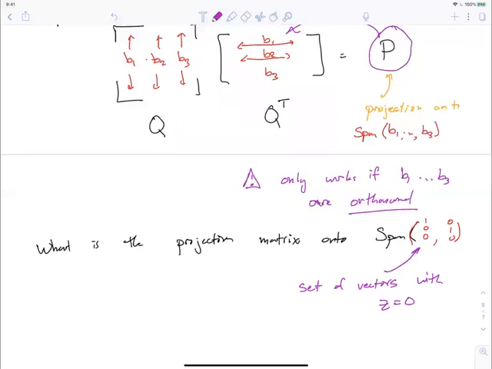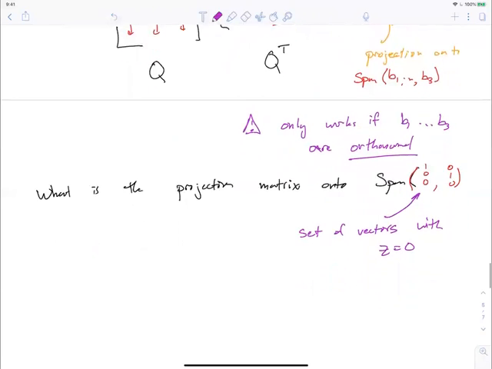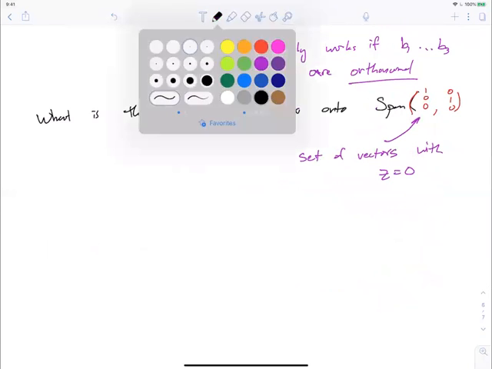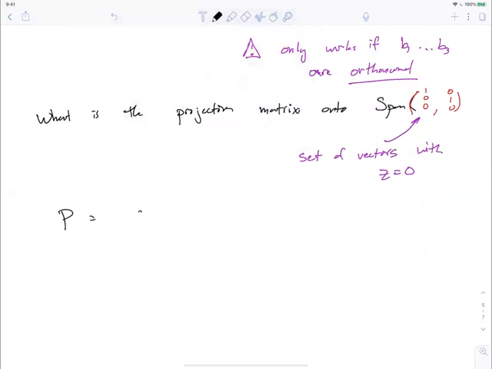All right, so if you want to project onto the set of vectors where z is equal to 0, intuitively we know that P just zeroes out z. And that means x is the same, y is the same, z gets zeroed out, you don't mess with anything else, and we should end up with that one.